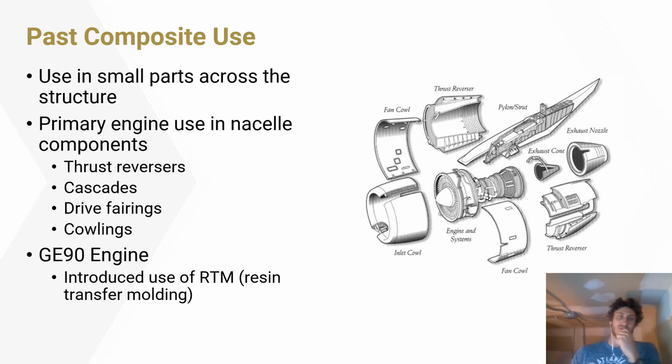Then along came the GE90 engine, which we'll speak about in more depth in a second, but this really innovated the use of composites in engines and introduced the use of RTM, resin transfer molding, into the aviation industry as a whole.